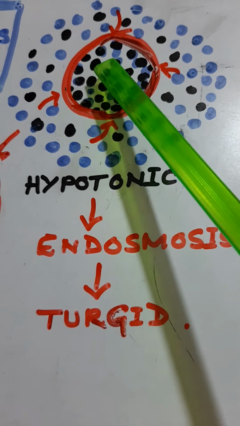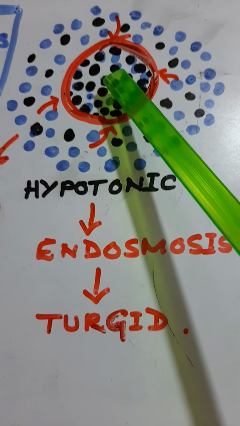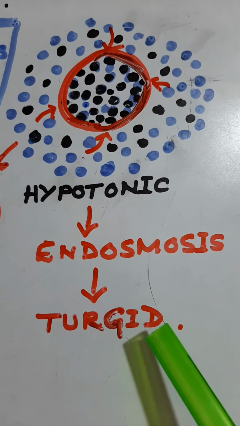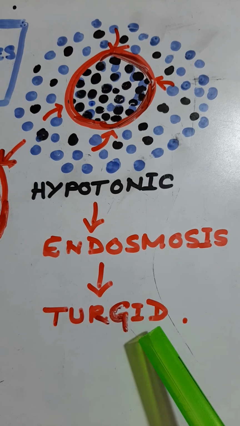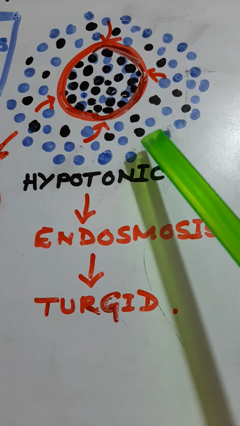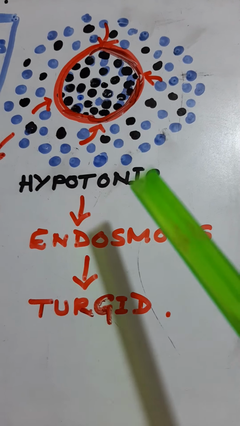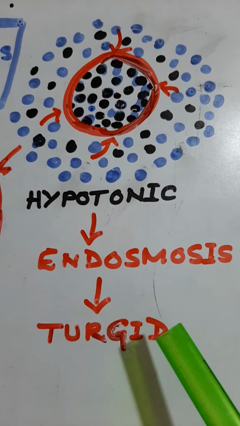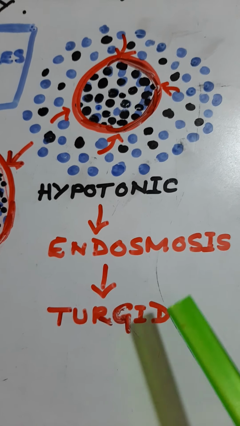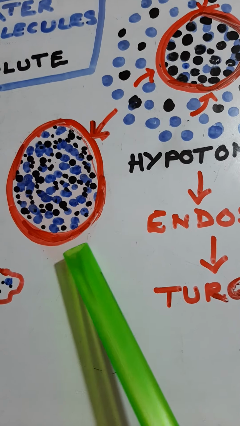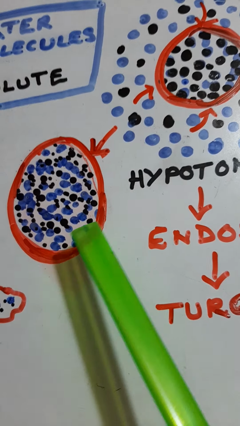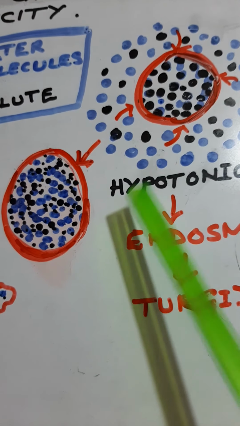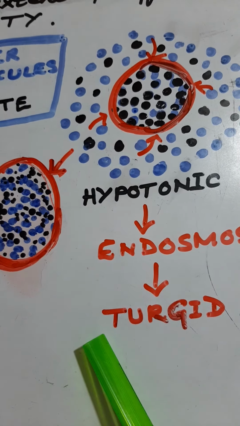That leads to swelling of the cell. When the cell swells up, it becomes tight. That is called turgid. So in a hypotonic solution, endosmosis takes place and the cell swells up, and that is called the turgid condition of the cell. This is how the cell will look, swollen up and turgid after endosmosis takes place.